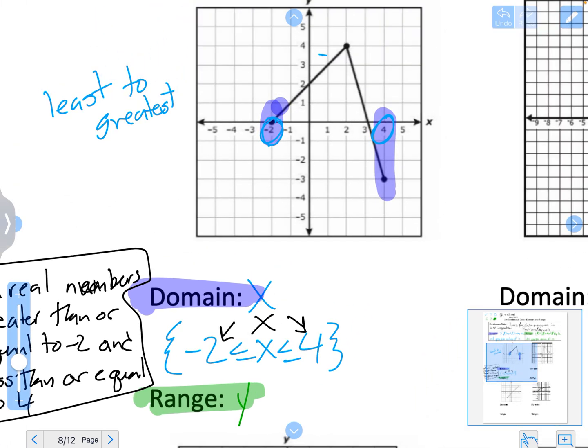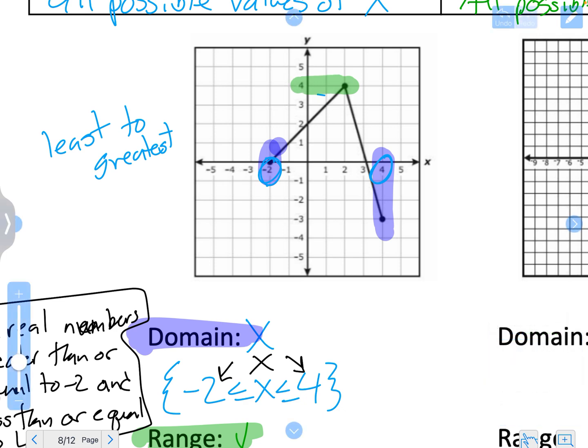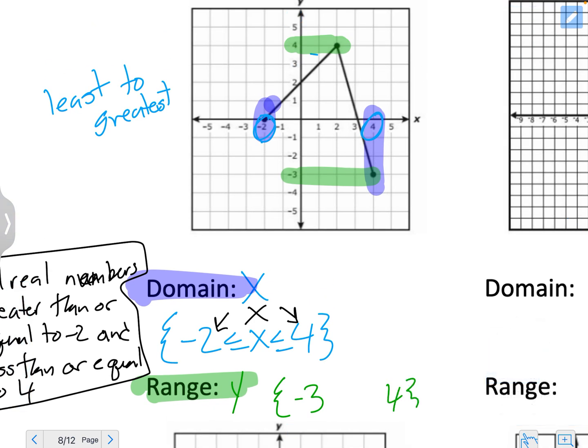So now range is going to go up and down. This is the highest point on my graph, and this is the lowest point on my graph. So what that means is that our y values, or our range, are going to be in that spot right there. Our graph does not go beyond or below it. So again, we've got to go least to greatest. So the smallest number, oh, this is supposed to be green. I'm trying to stay in theme. So the smallest number is -3. The biggest number is 4.